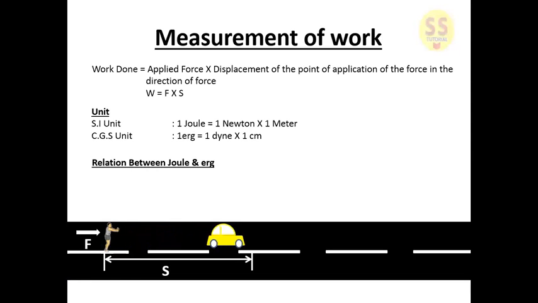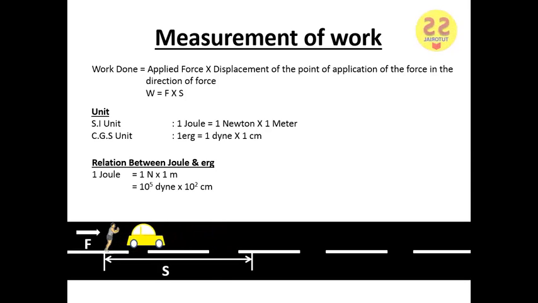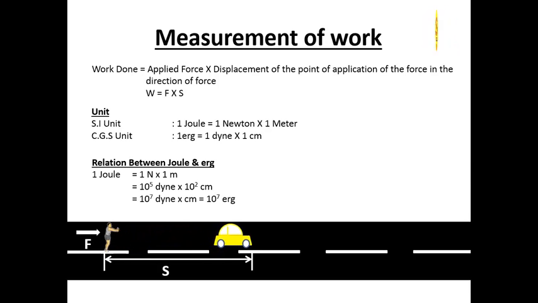Relation between Joule and Erg. 1 Joule is equal to 1 Newton meter. 1 Newton is equal to 10 to the power 5 dyne, and 1 meter is equal to 10 to the power 2 centimeter. So 10 to the power 5 into 10 to the power 2 is equal to 10 to the power 7 dyne centimeter, which is equal to 10 to the power 7 erg. It means 1 Joule is equal to 10 to the power 7 erg.